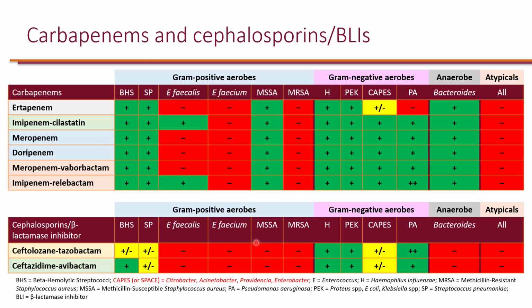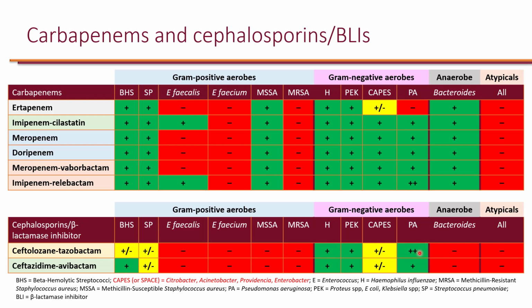And lastly, we have cephalosporin combinations with some beta-lactamase inhibitor. So we have ceftolozane tazobactam. So ceftolozane is kind of similar to cefepime, but it's not available alone. So it was not listed in the previous table. It's only available in combination with tazobactam. So, in general, not much activity for gram-positives, but it has good activity against gram-negatives, particularly for Pseudomonas.